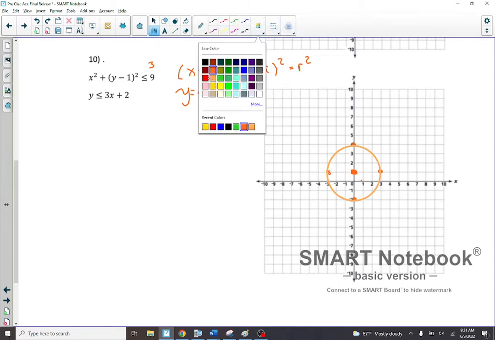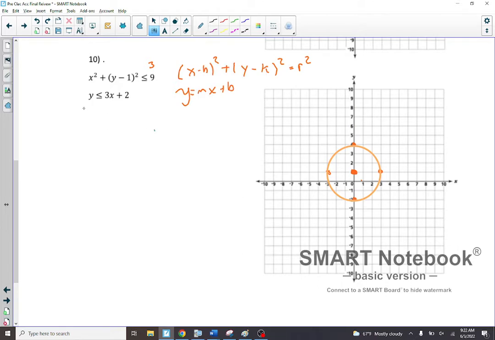And here we'll do a straight line. So y equals mx plus b, so b equals 2, m equals 3 over 1. So I'm going to go 2 up. And since my slope is 3 over 1, that goes 3 up, 1 right, or the other way around, 3 down, 1 left.